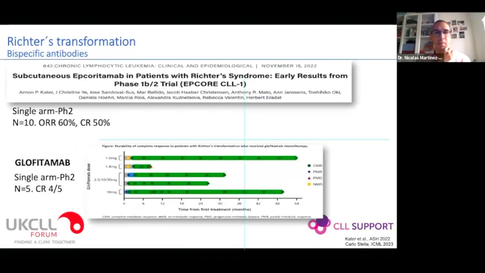Similarly, glofitamab, another bispecific antibody, again a small single-arm study, has been presented in Lugano this year, which shows complete response in 4 out of 5 patients. So again, very promising. Very early stages of this development.